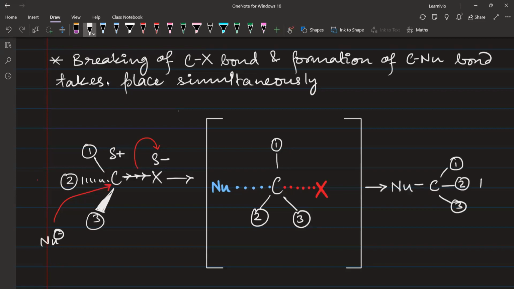ठीक है, plus X negative. So what is happening here? 100% inversion. Because the attack is happening from the backside. So बोलते हैं transition state.